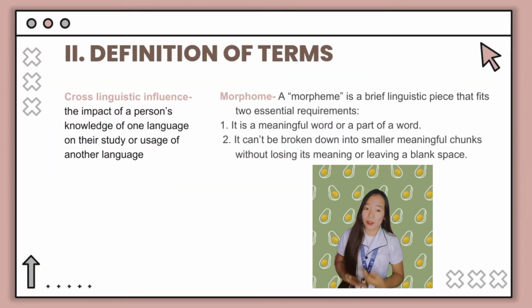Moving on with the definition of terms. Cross-linguistic influence is the impact of a person's knowledge of one language on their study or usage of another language. Morpheme: a morpheme is a brief linguistic piece that fits two essential requirements. It is a meaningful word or a part of a word. It can't be broken down into smaller meaningful chunks without losing its meaning or leaving a blank space.